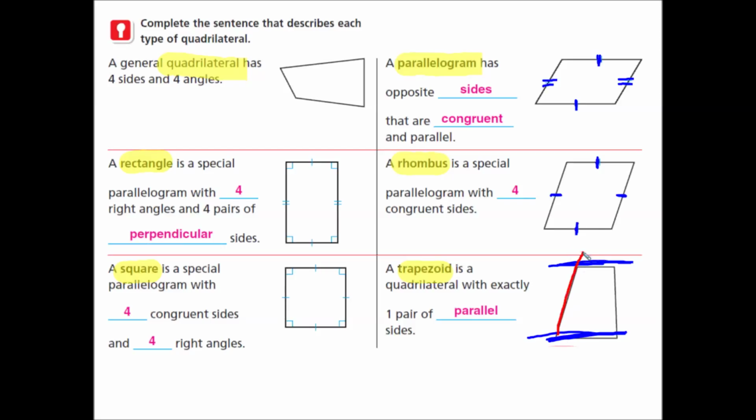Now, if I were going to follow this line and just extend it, they would eventually cross. And parallel lines never cross, no matter how far you extend them. You could extend them forever and they would never cross. That's what makes them parallel. So trapezoid only has one set of parallel sides, one pair of parallel sides. It's a quadrilateral and a trapezoid. It's not a parallelogram, rectangle, rhombus, or square. It has its own special category.